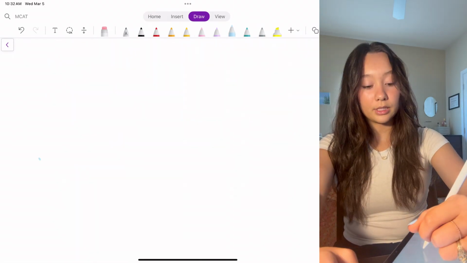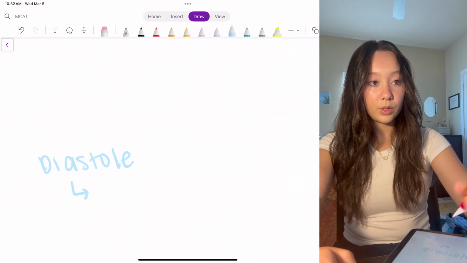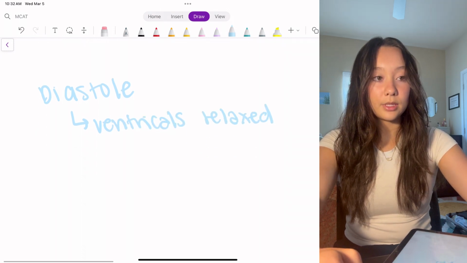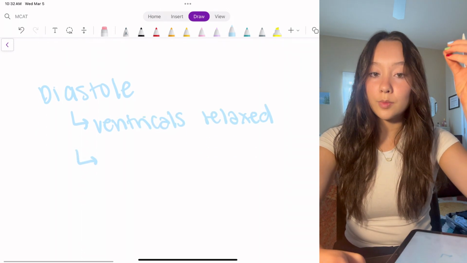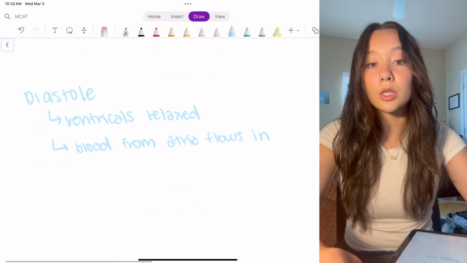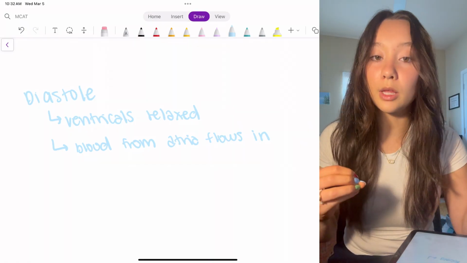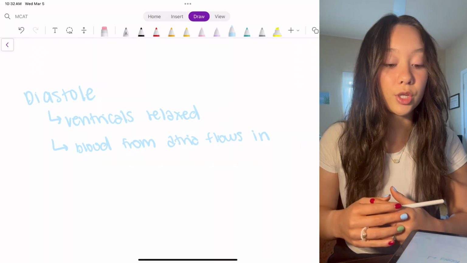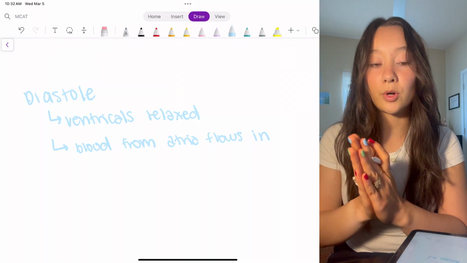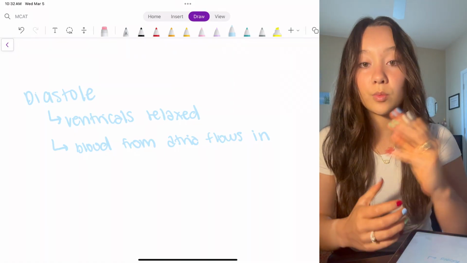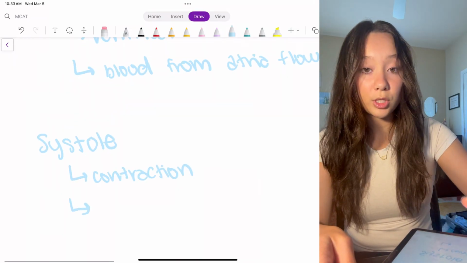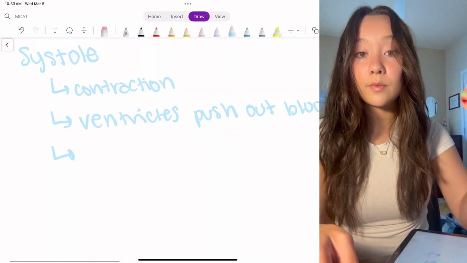So we have diastole. This is going to be when the ventricles are relaxed. And when this happens, blood from the atria is allowed to passively flow into those ventricles. When we think about the pressure gradients, when the pressure is lower in one area, blood is going to want to flow into that area. So the reason that blood can passively just flow from the atria to the ventricles is that the pressure in the ventricles is really low. So blood is going to want to flow in. Systole is contraction. Ventricles push out blood, and then the aorta ends up filling up with blood.